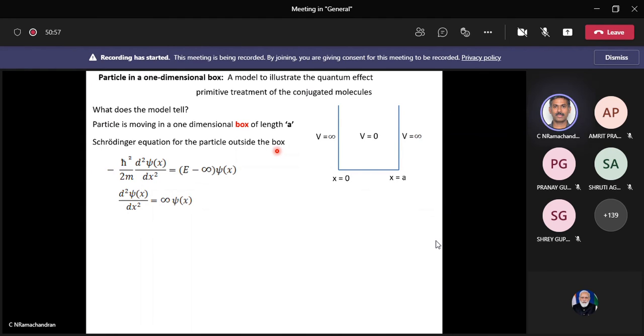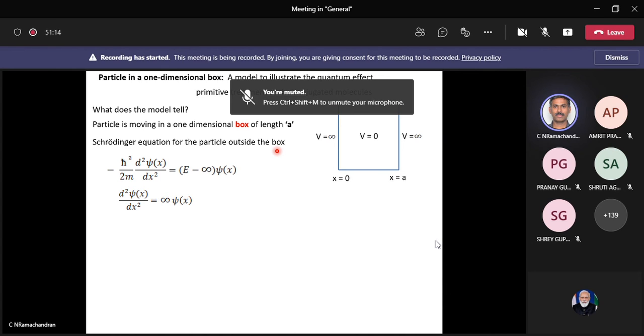One second, please. Kinetic energy minus potential. Let me write it: minus h cross square by 2 minus. This is the total energy only.